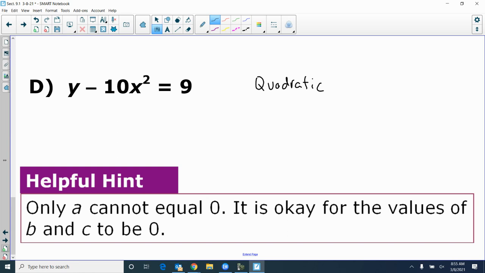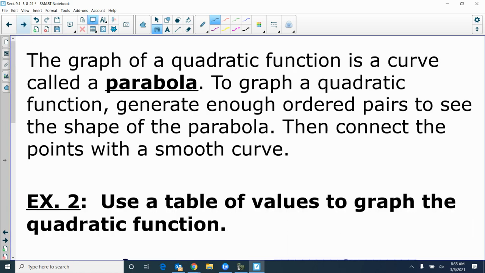Hey, and that little helpful hint there at the bottom, that's just like what we talked about earlier. As long as you have an x squared, you're okay. As long as you have an x squared, it's quadratic. All right, flip it over in the back.